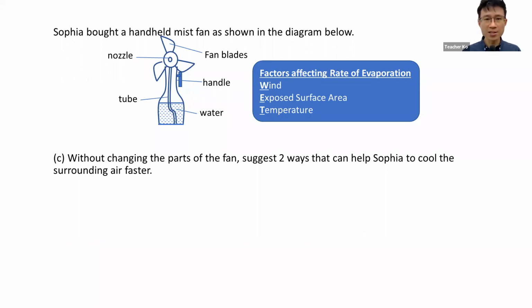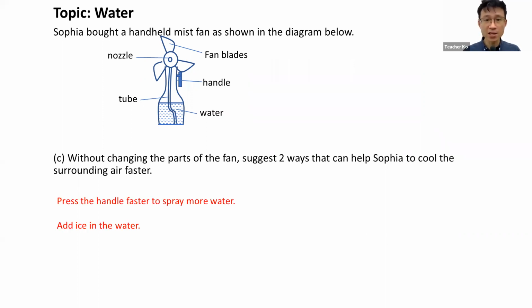Without changing the parts of the fan, suggest two ways that can help Sophia cool the surrounding air faster. So we want to cool the surrounding air faster. Again, we can look at the factors affecting the rate of evaporation. What we can do is increase the amount of wind. So you can press the handle faster. By pressing the handle faster, you can actually spray more water, and therefore the water can evaporate faster.